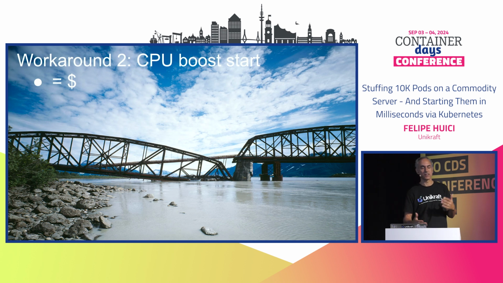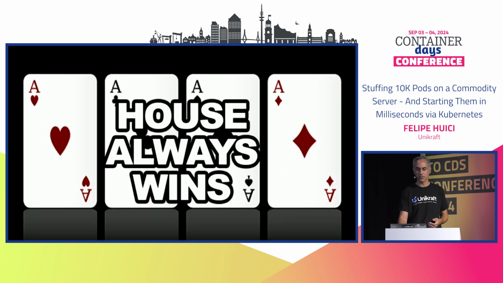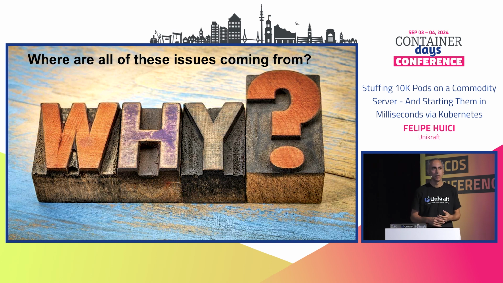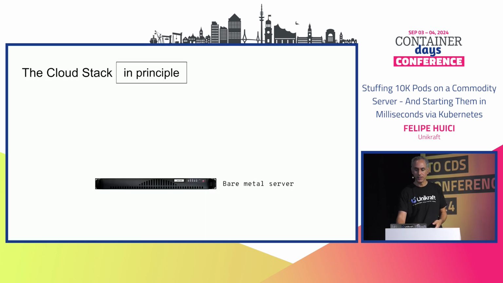And then, of course, function as a service comes with a huge range of limitations in terms of which languages you can run, how long you can run for, and so forth, right? So you still have a problem. So the question is, where are all these problems actually coming from? Because obviously cloud providers don't, by design, want to have all of these issues, right?